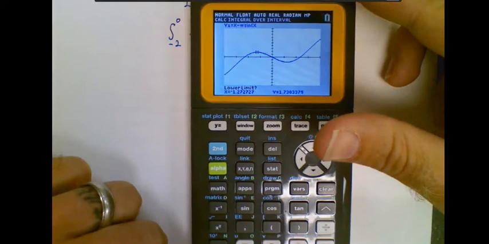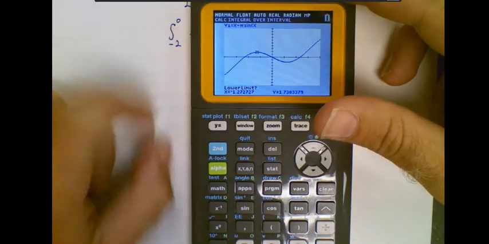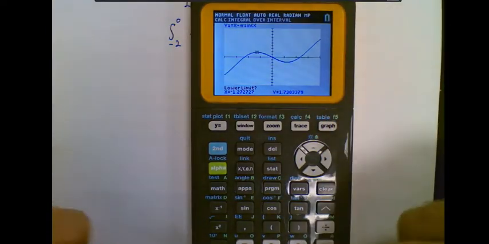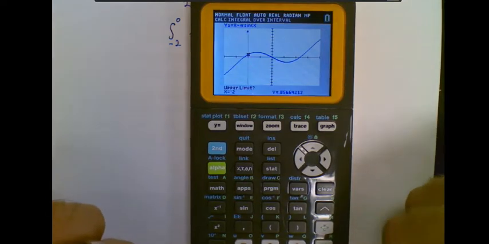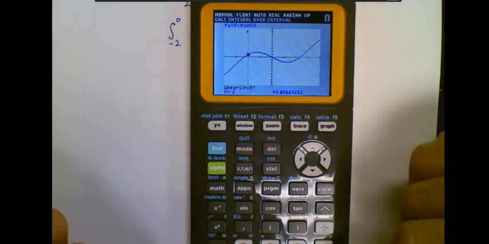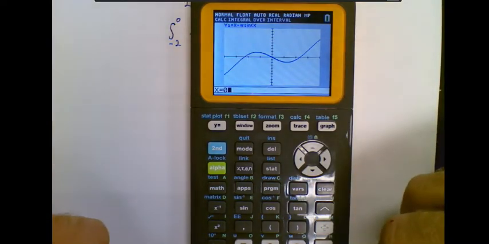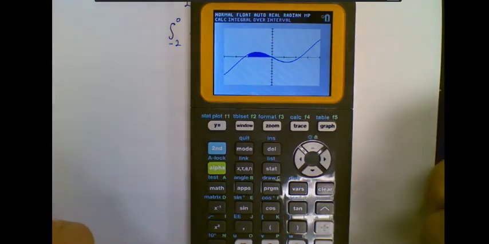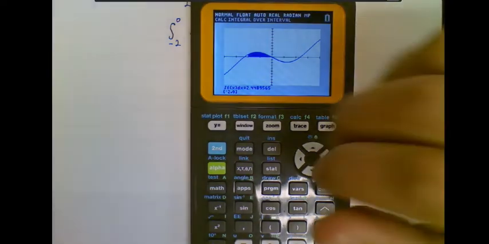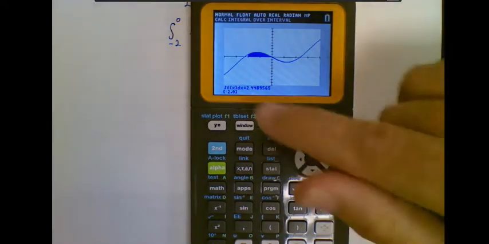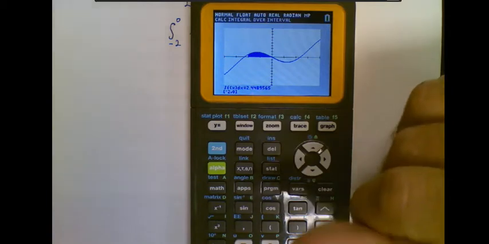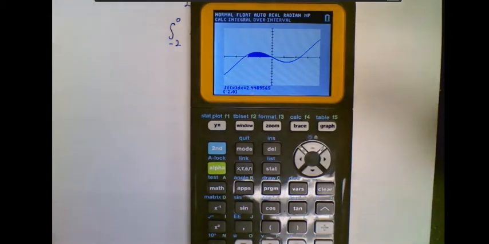Remember, we're going from -2 to 0, so my lower limit is -2. So I'm just going to hit -2, enter, and that's going to say what's your upper limit. And remember, our upper limit's at 0, so I'm just going to hit 0, enter, and there it goes. It not only shades it for me, but it also gives me the answer. So from -2 to 0, that area would be about 2.45.